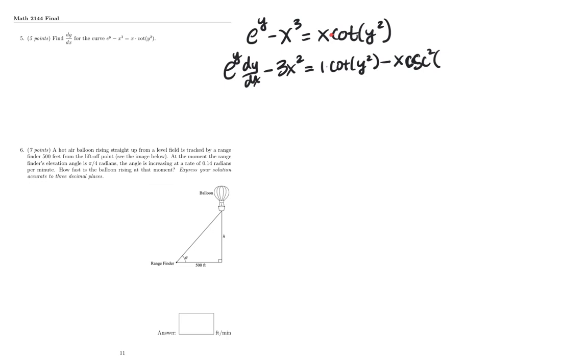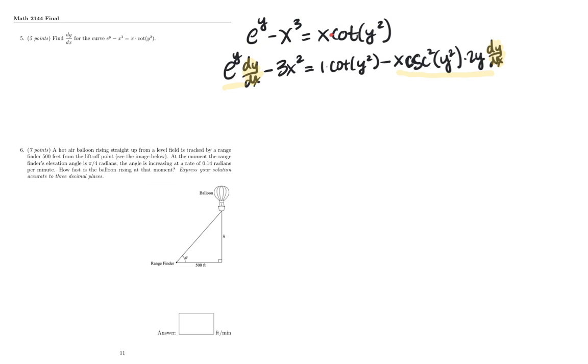I'll leave the inside part alone. Now I'll take the derivative of the inside part, which would be 2y, and then the derivative of the y itself will be dy dx. Okay, and so next, the terms that have the dy dx in them, that's here and here, I want to get those two terms on the same side. And the terms that don't have dy dx, I'll add or subtract to get them onto the other side.